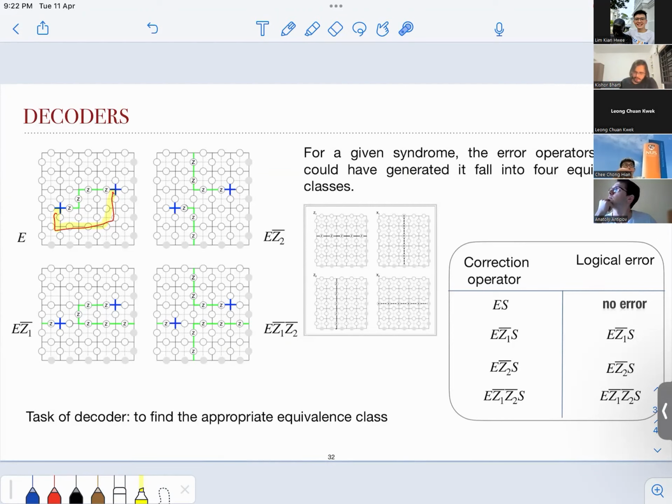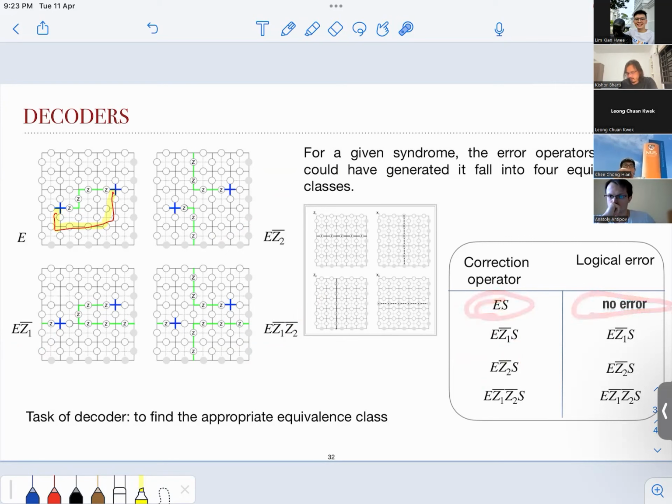So you can, for example, say there is a Z error. You might end up applying Z1, Z2, or Z1 times Z2, depending on what correction operator you apply. Or all of them; they are equivalent up to multiplication by a stabilizer, it does not matter. So you can apply any of these correction operators, and if you apply E times S, then there is no error.